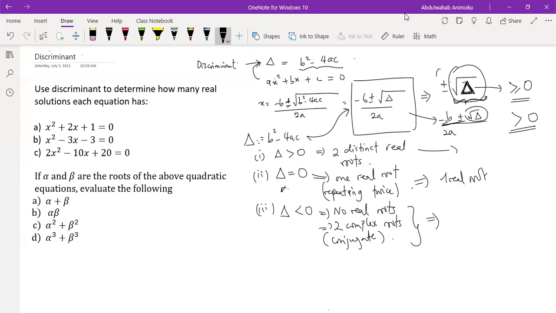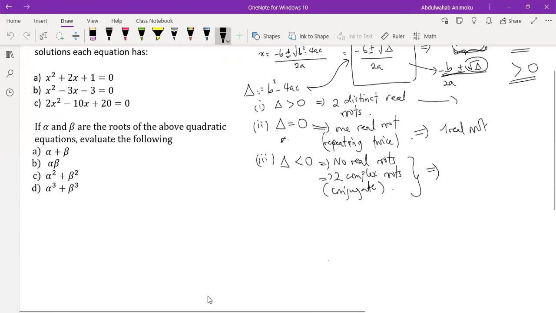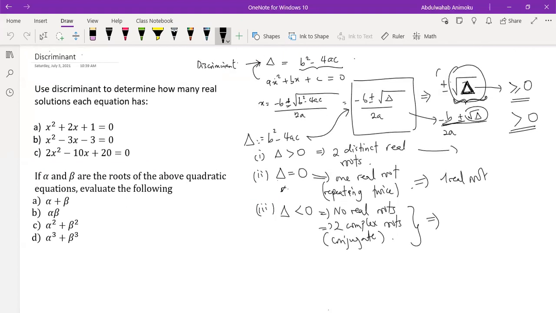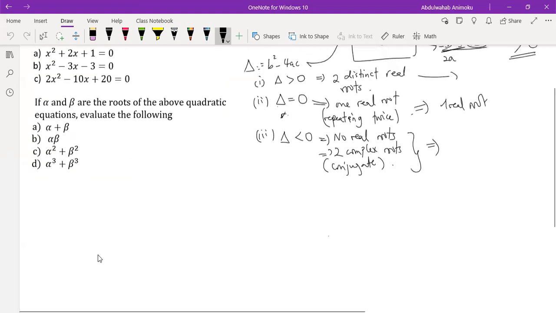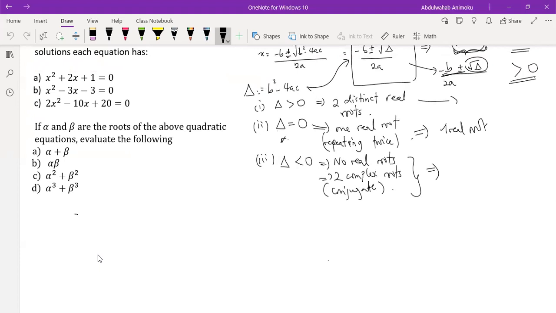So let's just get right into the problems and try to use these conditions to determine how many real roots each of these quadratic equations would have without actually finding the roots. So the first one is this. We are in 1a.